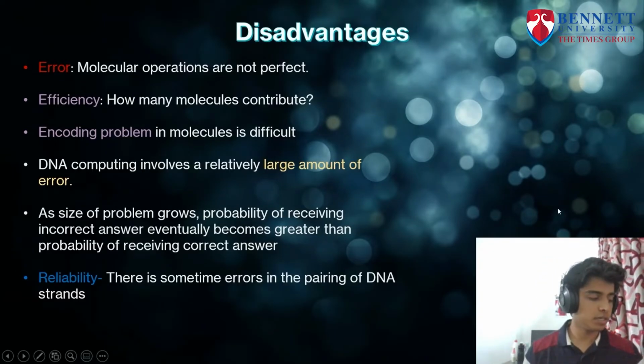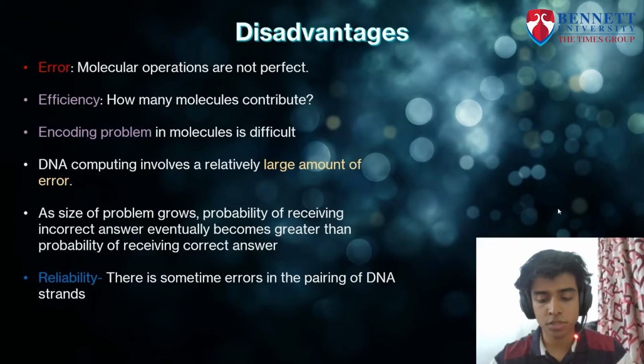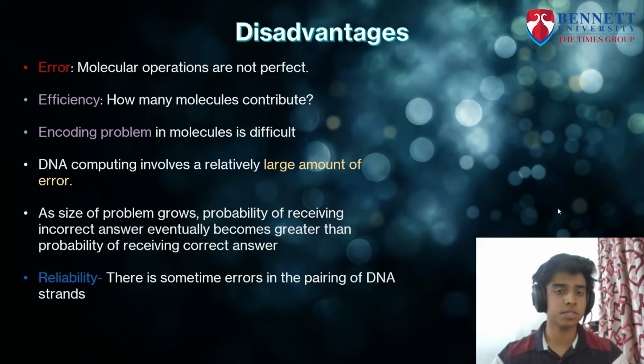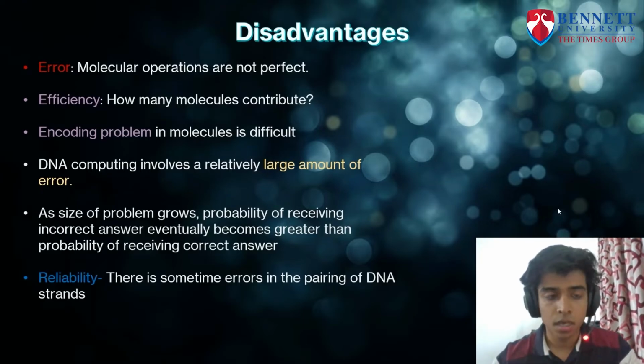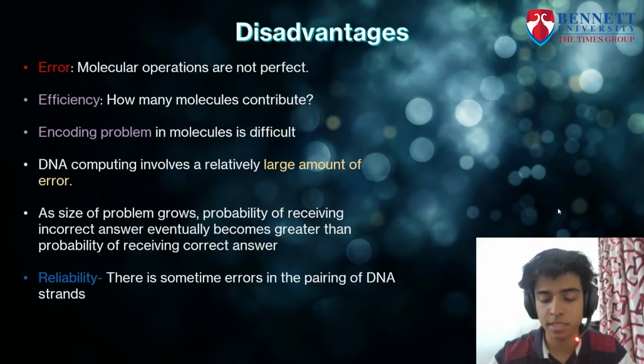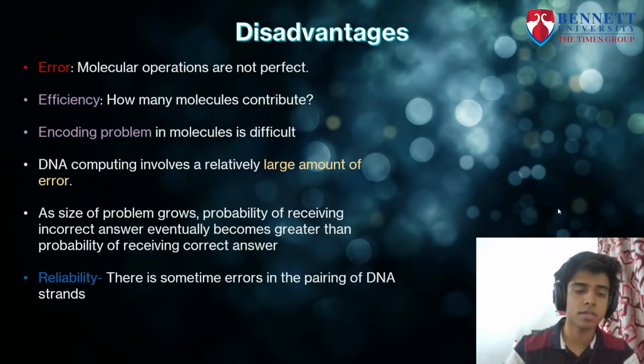Now, enough with the advantages. Now, let's talk about some disadvantages. The first parameter that comes into the picture is the error parameter. Molecular operations are not perfect. And the second one is the encoding problem. The genetic encoding can be really difficult, as well as the decoding can also be very difficult.